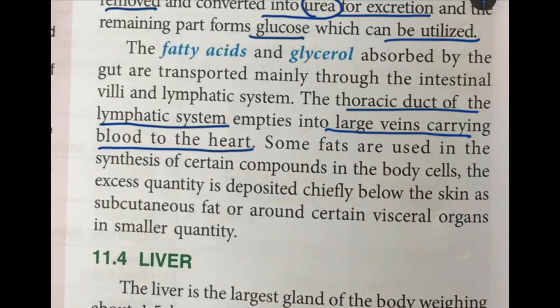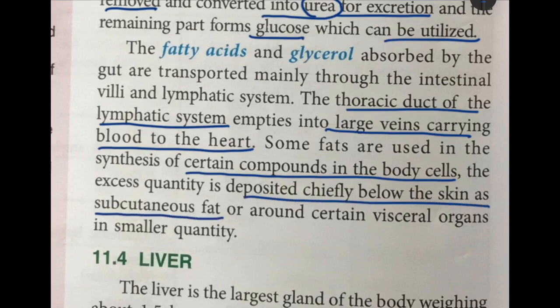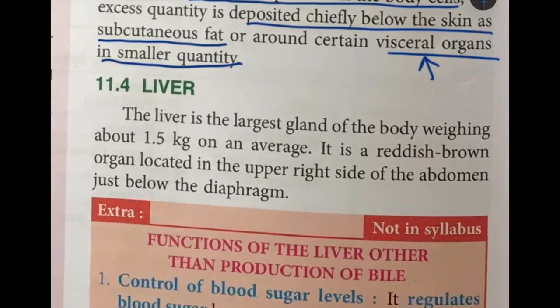Some of the fat is used in the synthesis of certain compounds in the body cells, and any excess is deposited chiefly below the skin as subcutaneous fat, or around visceral organs in smaller quantities. When we talk about visceral organs, we mean the heart, the liver, the kidneys. So fat is deposited around these visceral organs.